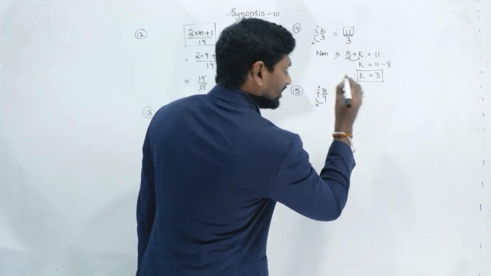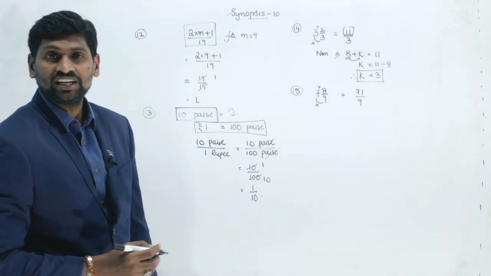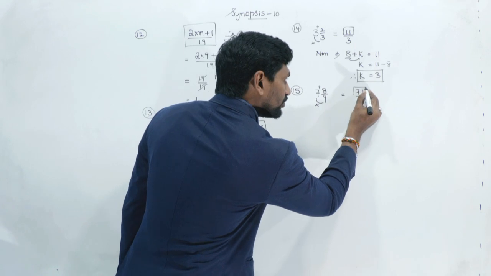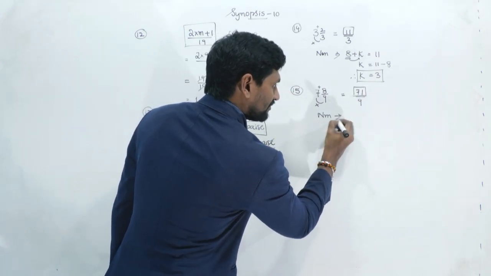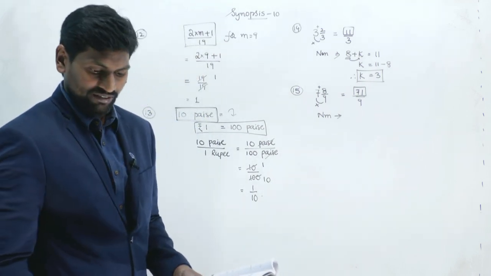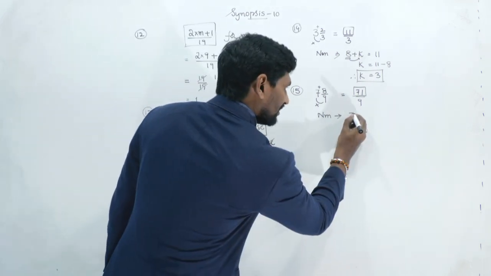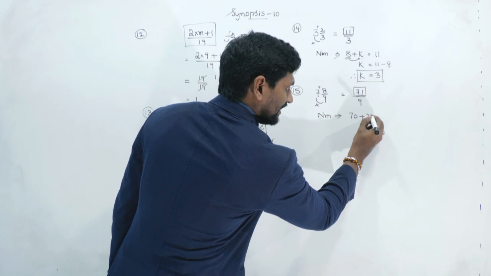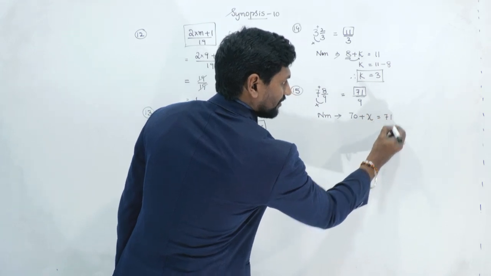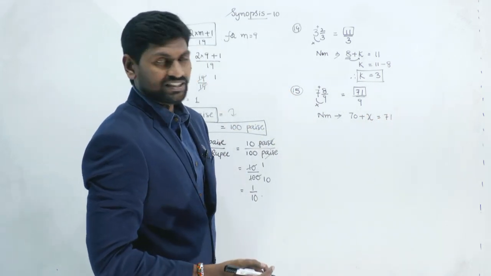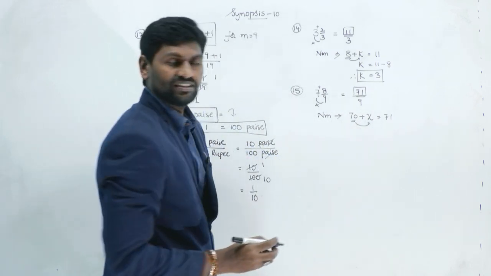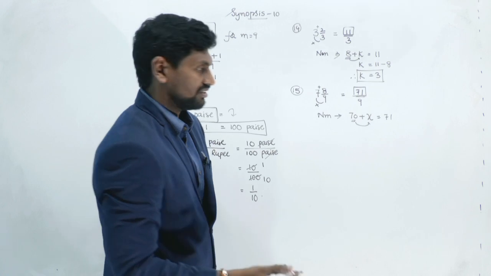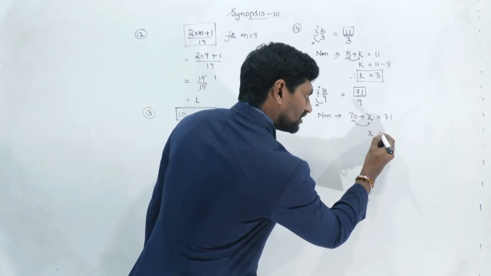71 by 9. So among them, what is the numerator? Very good. The numerator is 71. Therefore, we should make it equal to 70 plus x. 70 plus x equals 71. Now just tell me the answer. For 70, how much should you add to become 71? 1. So that's it, x value is 1.